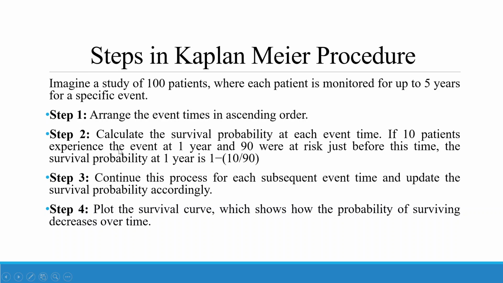If 10 patients experience the event at 1 year and 90 were at risk just before this time, the survival probability at 1 year is 1 minus 10, the 10 patients, divided by 90. Continue this process for each subsequent event time and update the survival probability accordingly. Plot the survival curve, which shows how the probability of surviving decreases over time.